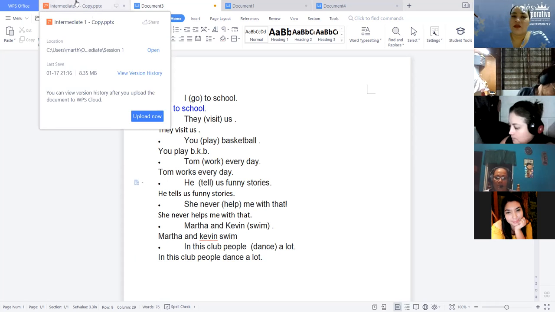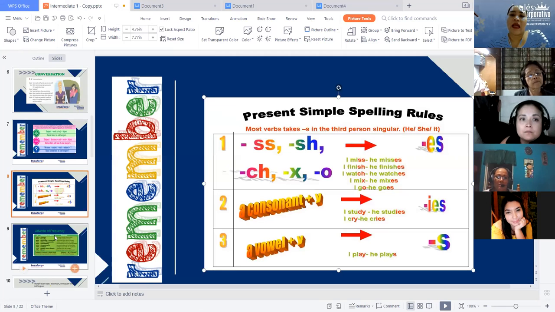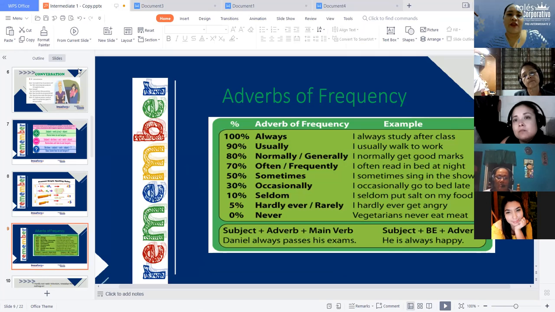Let's see. And now what we have on the virtual platform. Ahora lo que tenemos en la plataforma virtual, ¿verdad? Adverbs of frequency. The adverbs of frequency, as the words say, tell us how frequent an action is taking place during a certain period of time, right? Always is, as you may see, the 100%. Usually, as well, it's around the 90. Normally or generally, we have the 80. Often, or frequently, we have it in the 70%, right? It's not an action that you do all the time. Sometimes the 50%, occasionally, which is the 30%, seldom, which is the 10%, hardly ever or rarely, we have it at 5%, and never, it's 0%, right?